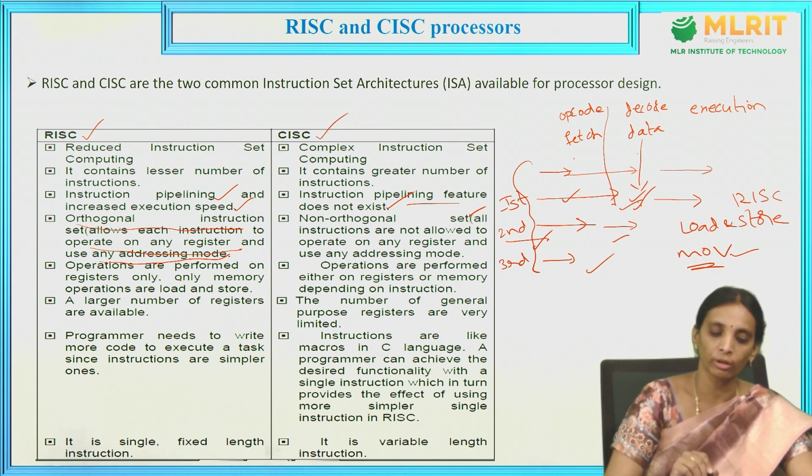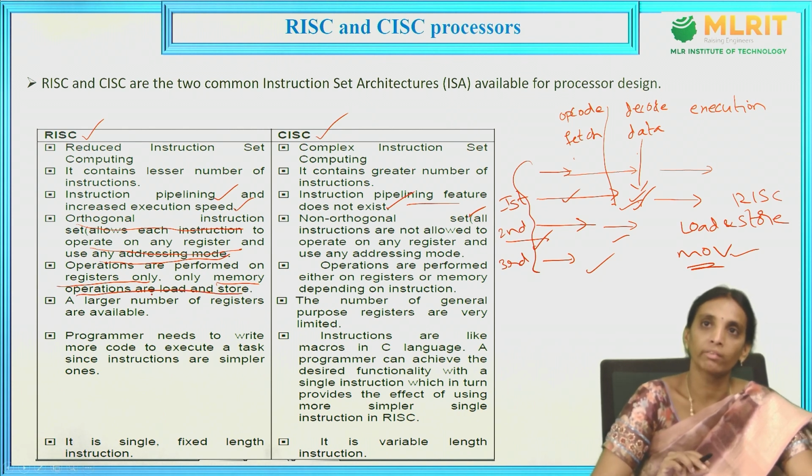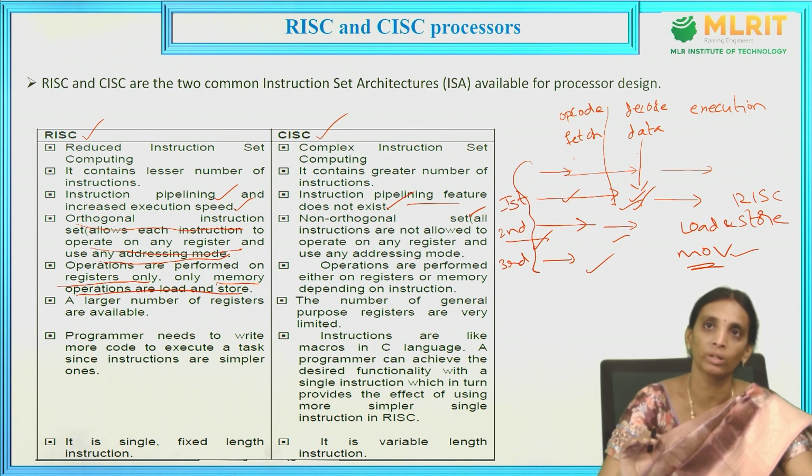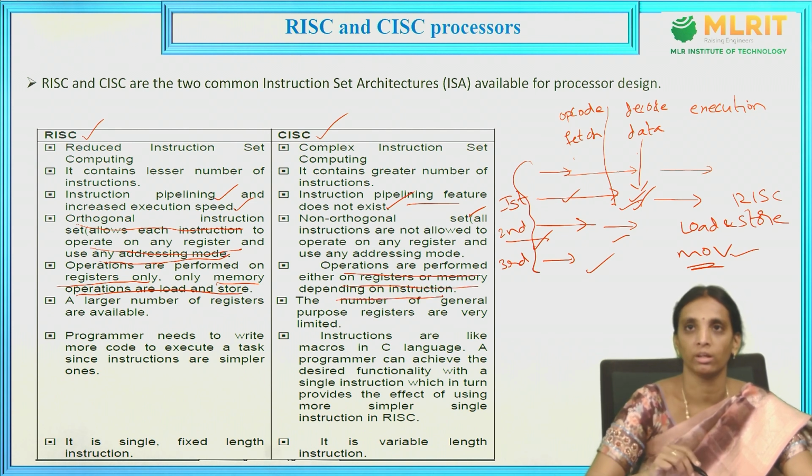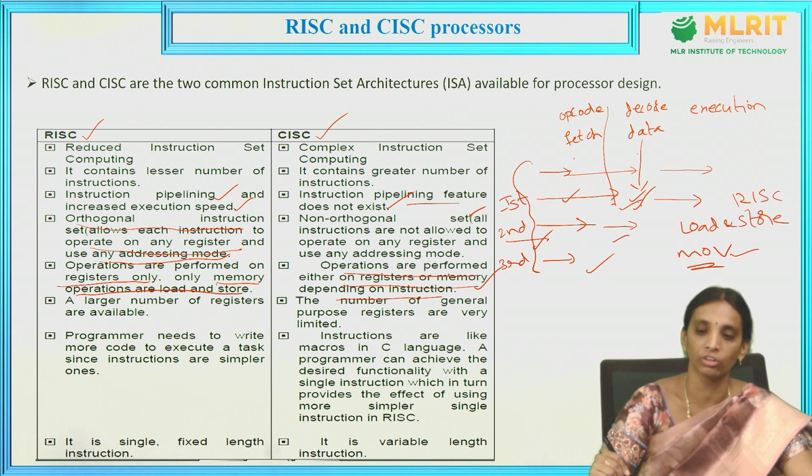In RISC, the operations are performed on registers only, and the only memory operations are load and store. Whatever operation we have taken for an instruction, it will be performed only on the registers or only on the memory. So no instruction will be common for both register data transfer and memory data transfer. Here the operations are performed either on registers or on memory depending on the instruction. In CISC, the instruction will be used for both memory and registers.